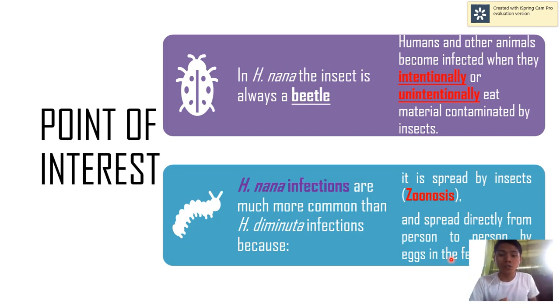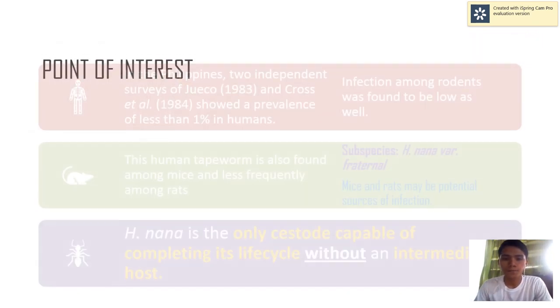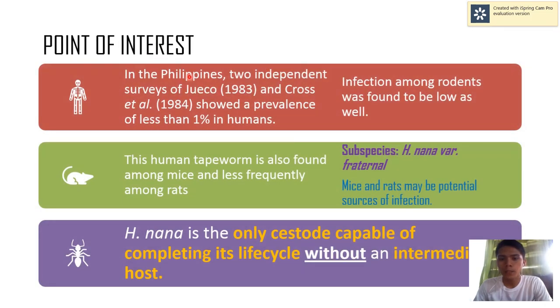So there are chances that it will be eaten by a rodent. It's very common in diminuta, and it's also the same with nana. So, that's a nice to know fact. Point of interest: in the Philippines, 2 independent surveys, WECO 1983 and Cross et al., showed a prevalence of less than 1% in humans. Infection among rodents was found to be low as well. This is because of the improved sanitation nowadays in our country.